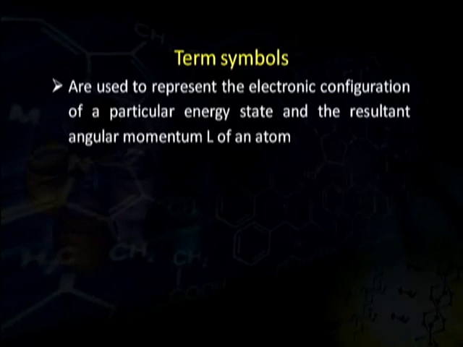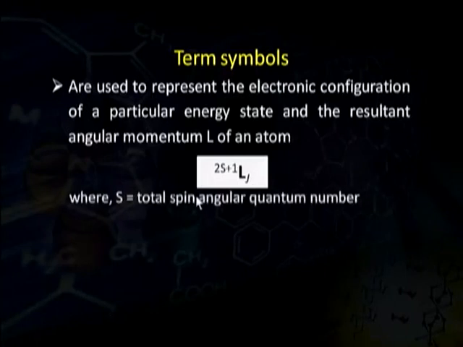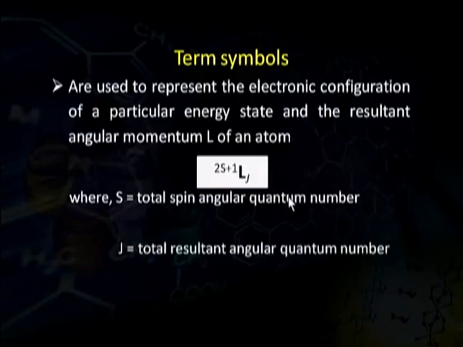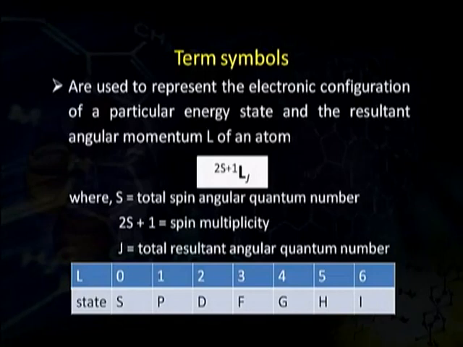Term symbols can be given through this value, 2S plus 1, L, J. S is the total spin angular quantum number. J is the total resultant angular quantum number. This is the table for L and state values. 2S plus 1 indicates the spin multiplicity, and it plays an important role.